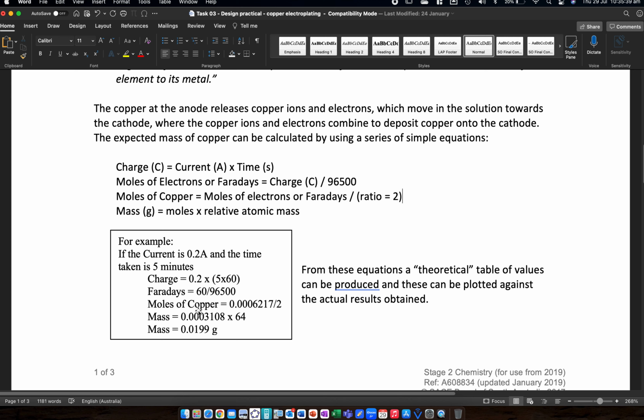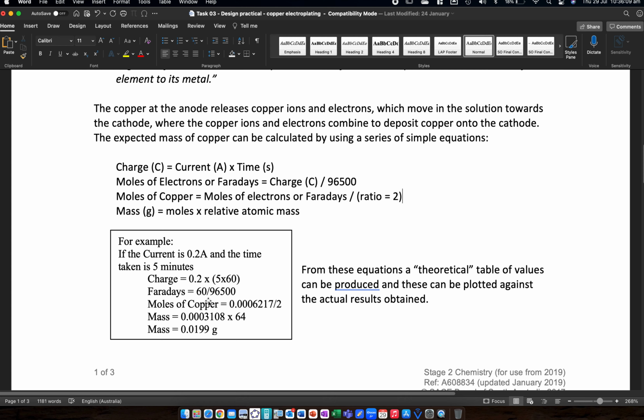So they've got an example calculation. If the current is 0.2 of an amp and the time that you ran it for was 5 minutes, then the amount of charge is going to be 0.2 of an amp times, now that's in seconds, so 5 times 60 seconds. The Faradays, which is the moles of electrons, is going to be that value divided by 96,500. Just take that for gospel. We're not here to explain all of those things, but it's divided by that number.